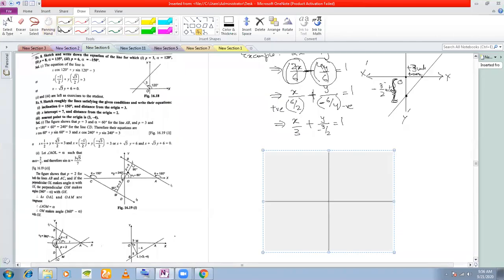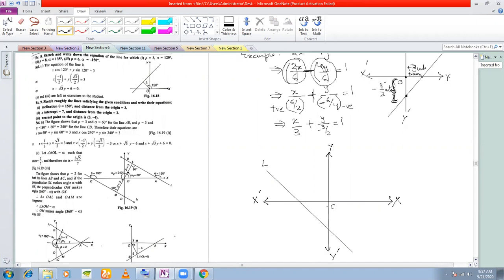If you have a straight line in which the x and the y intercept both are negative, then the line will cut the x and the y axis in the negative direction. So the line will look something like this. So you have this line L, you have your negative direction of x, positive direction of x, positive direction of y, and negative direction of y.